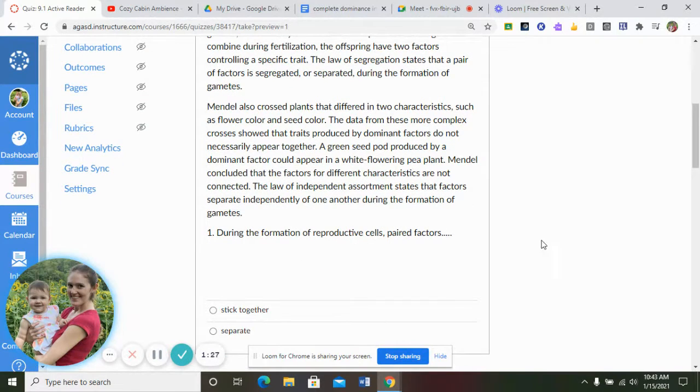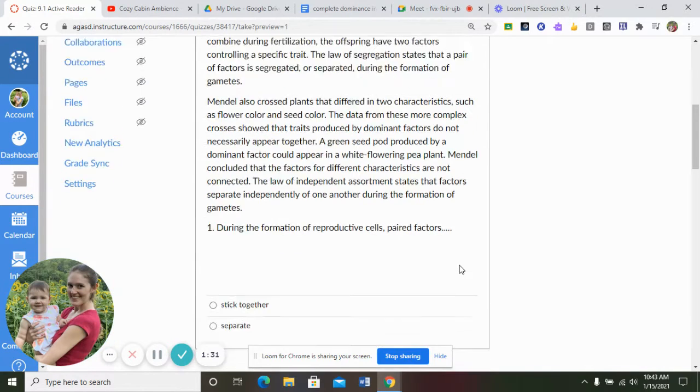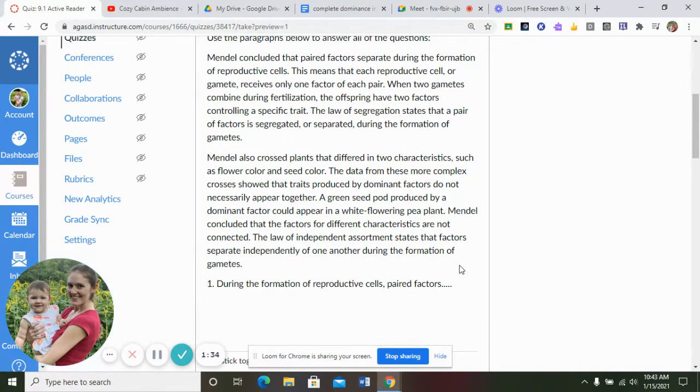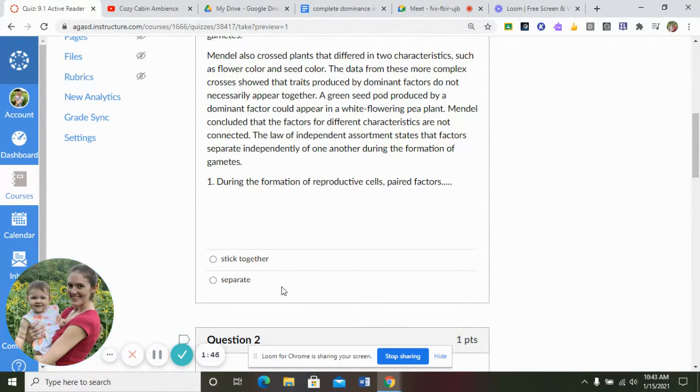So during the formation of reproductive cells, paired factors, they either stick together or separate. And these answers do go through pretty much right in order. So let's start up here. Mendel concluded that paired factors separate during the formation of reproductive cells, which is basically our question here, just reworded a little bit. So they separate.